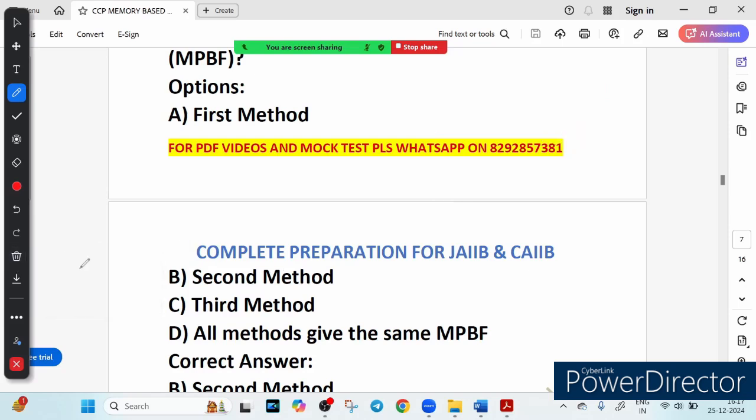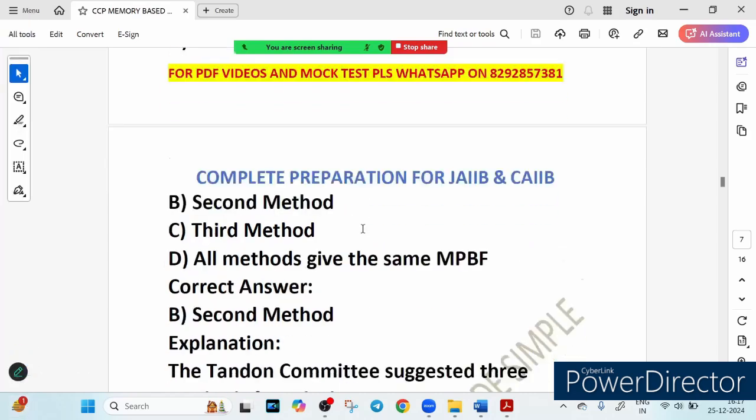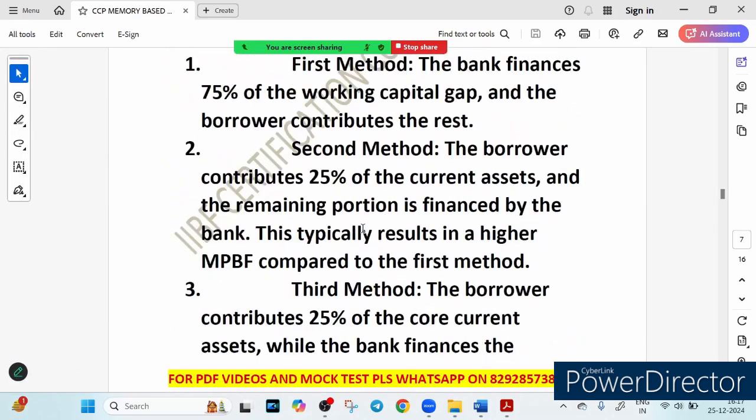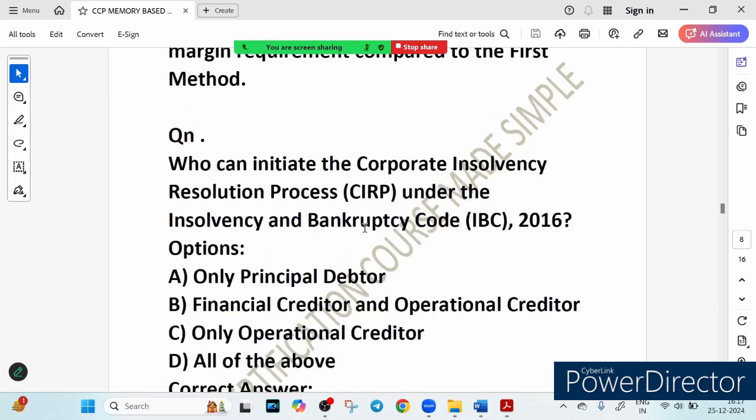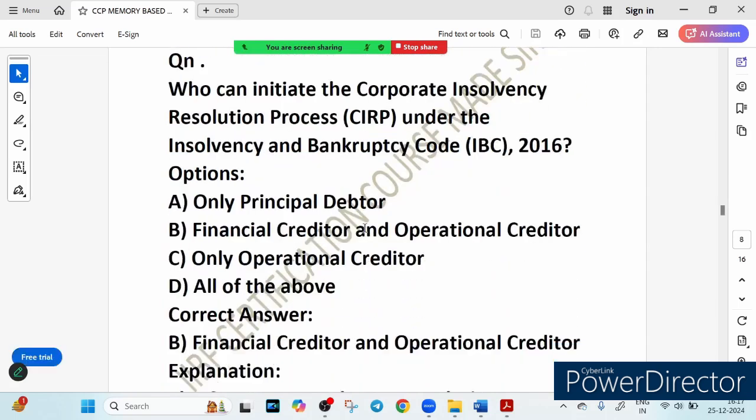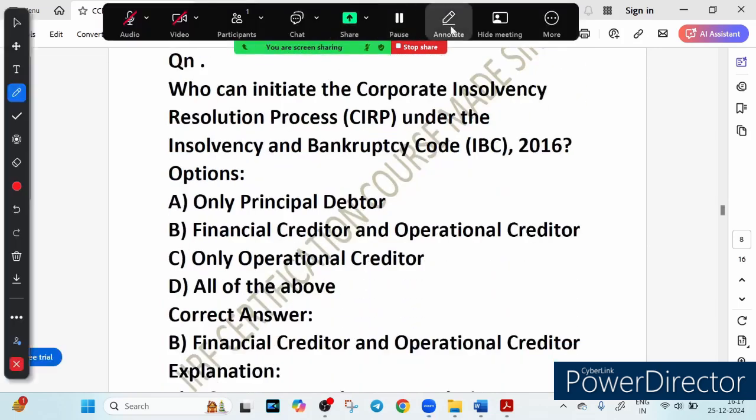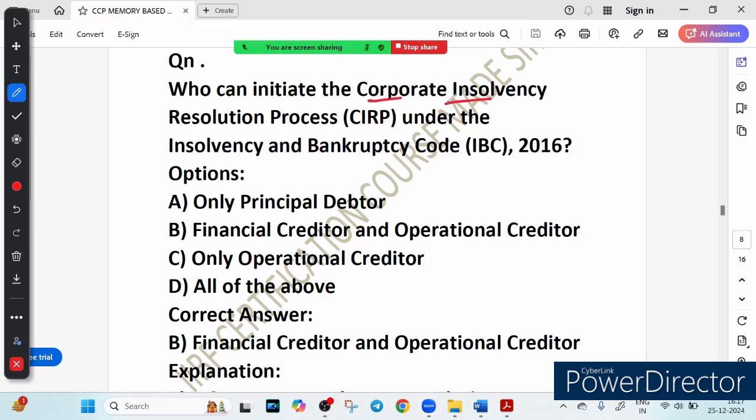Now the next question is here, and the explanation is also there. In this way you will find an explanation for each and every question. MCQ also. Now the question is, who can initiate the CIRP? What is CIRP? Corporate Insolvency Resolution Process under the IBC, Insolvency and Bankruptcy Code 2016. Who can initiate this CIRP under the IBC? Tell me. Options are: only financial creditor, financial creditor and operational creditor, only operational creditor, all of the above.